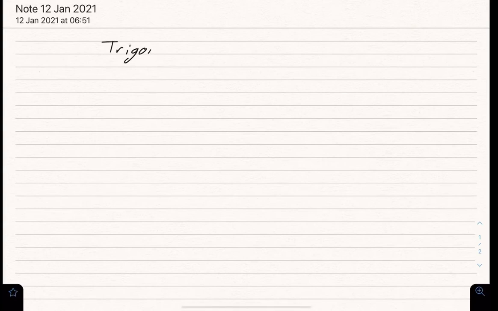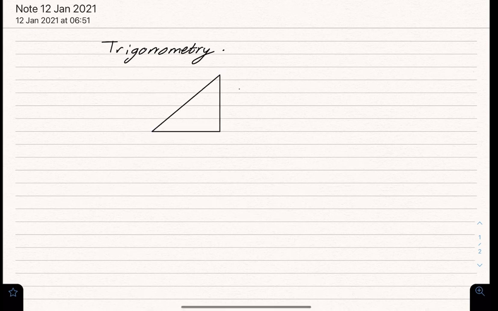Today we're going to be learning about the basics of trigonometry. Essentially, for trigonometry, at the moment we're going to be concerning ourselves with a right-angled triangle. We're going to call the one side A, the other side B, and the hypotenuse C.